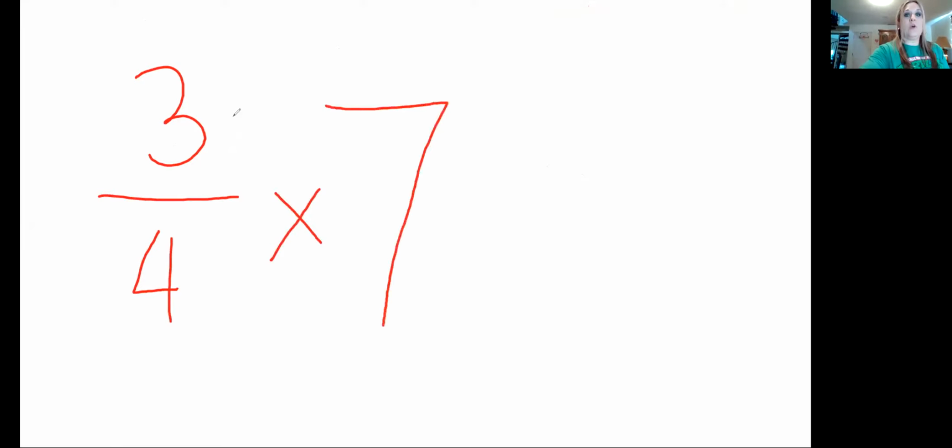Next, let's try 3/4 times 7 wholes. Now this one is different than the last problem because it does begin with a fraction less than the number 1, which is 3/4, but it wants you to multiply it by a number bigger than the number 1. It wants you to multiply by 7 ones or 7 wholes. So go ahead and pause your video now and write this down on a piece of paper.